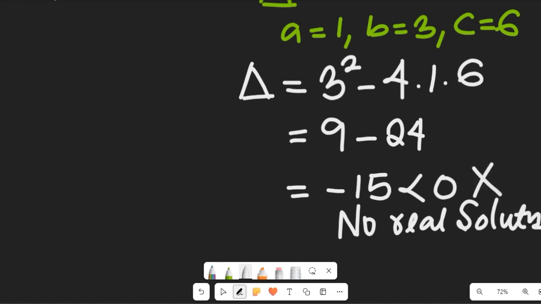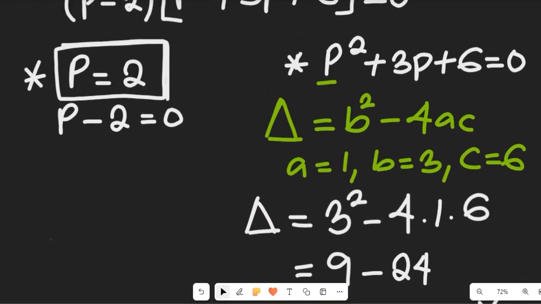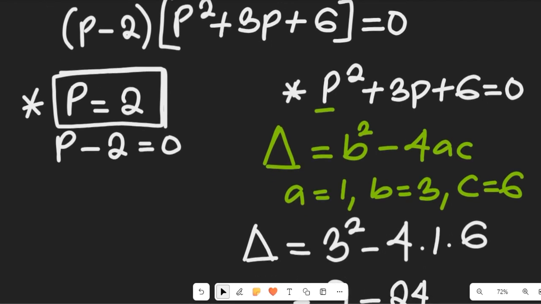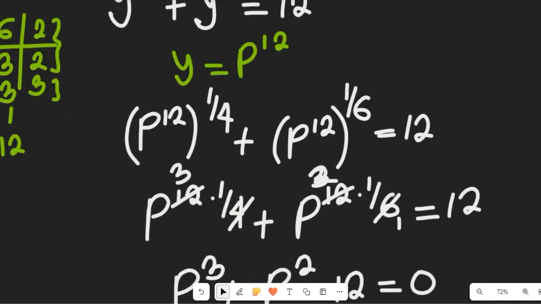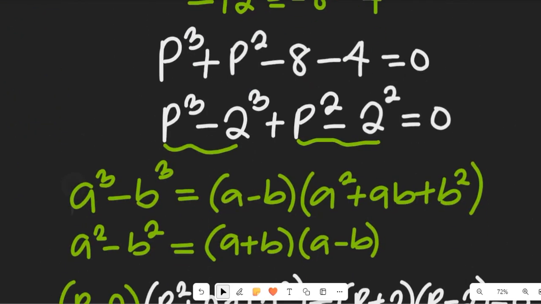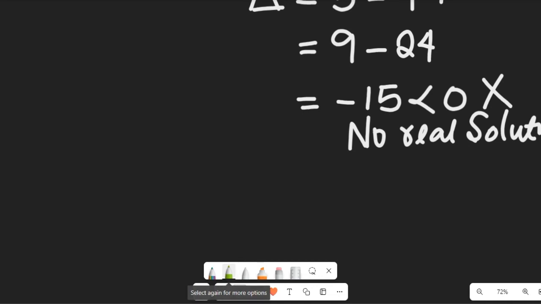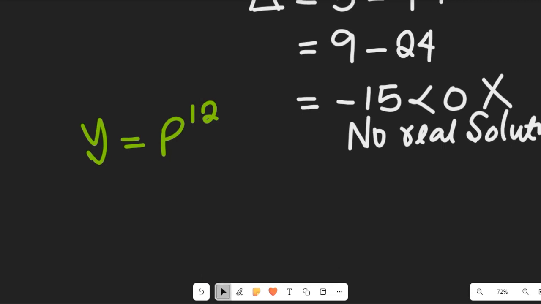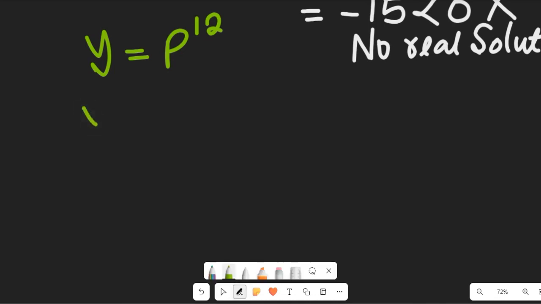So as a result of that, we are going to leave this solution, because we are actually looking for real values of y. So the only real solution we have is p equal to 2. Now recall from that expression that we said y is equal to p to the power of 12. So to find the value of y, because that's exactly what we are looking for, if p is equal to 2 as the only real solution, then the value of y will be equal to 2 to the power of 12.